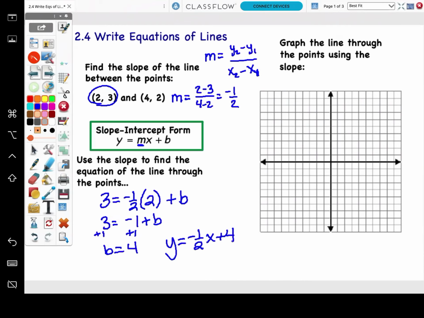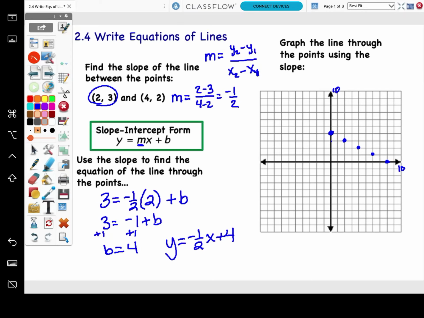Over here on my graph paper, I'm going to label my scale. I'm going to just go by ones, so label it like that. So I have a y-intercept of 4 right there, and a slope of negative 1/2, so that tells me I'm going to go down 1 and right 2. And I can do that a couple times, down 1, right 2, to kind of get a better idea of where my line is going to go.